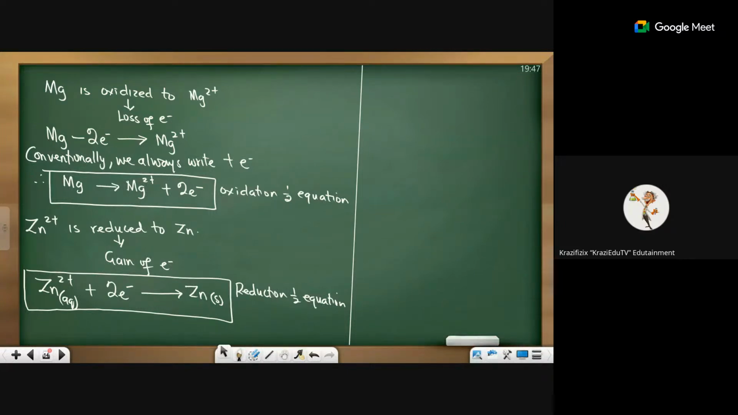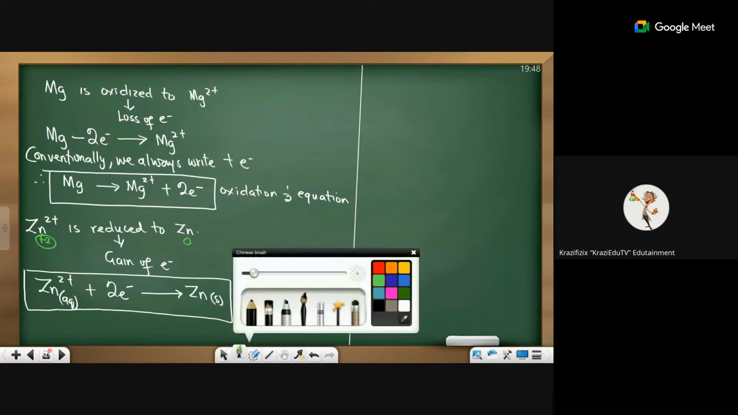Oxidation is loss, but like the minus, we move the electron. But I want you to remember, when an atom loses electrons, it becomes positively charged. So Mg loses 2 electrons and it becomes what? But we don't write the negative there. We move it over to that side, it becomes what? Positive. Zinc 2 plus is reduced. Don't forget all my definitions, please. Definition here, this is plus 2. This is 0. Reduction, plus 2 to 0. So zinc 2 plus is reduced to what?